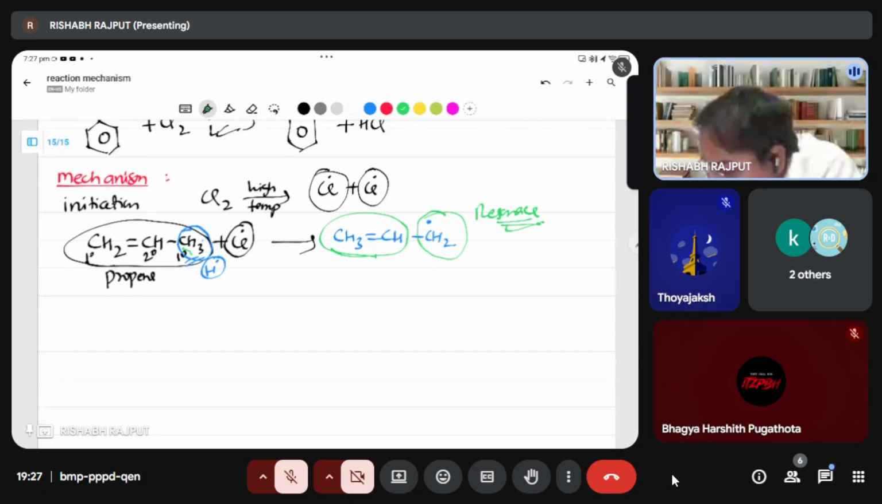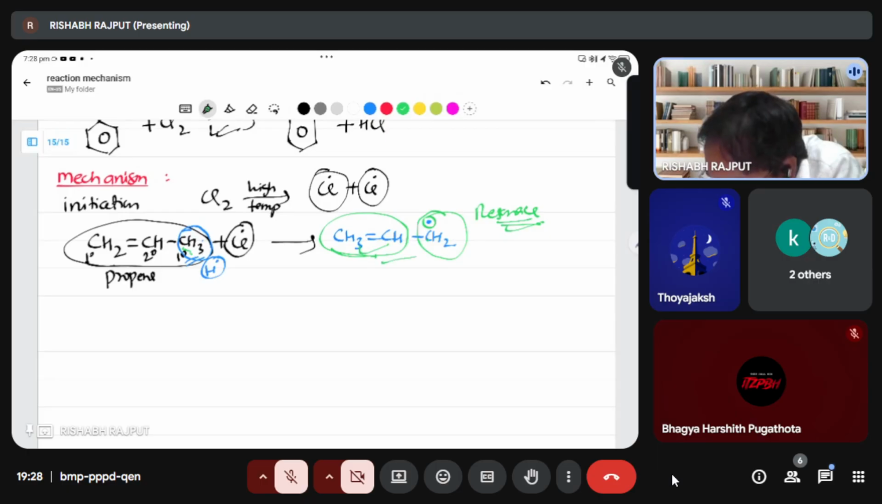So actually, what happened here? This is resonance stabilised. That is why hydrogen will be replaced from this carbon, because of it, this alkene and this free radical will make resonance. So that is why it is more stable. That is why we remove the hydrogen from this carbon.